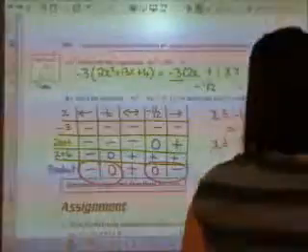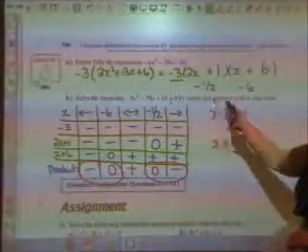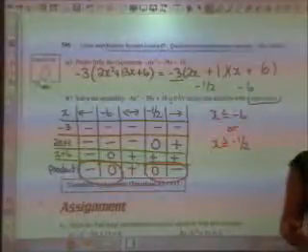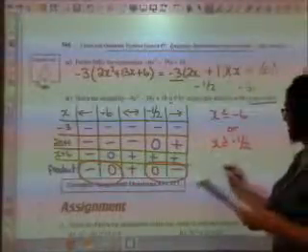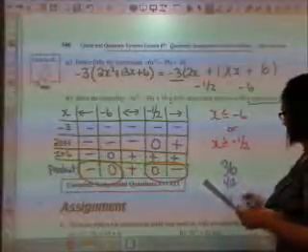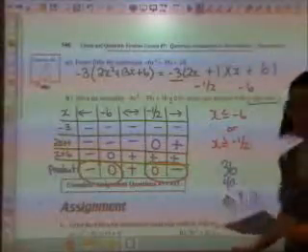So your questions to practice using this sign analysis with the sign chart, if you can, would be questions 3B, 4A, 6, 8, and 10.